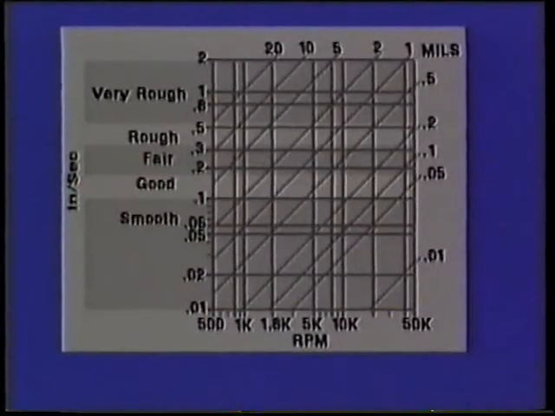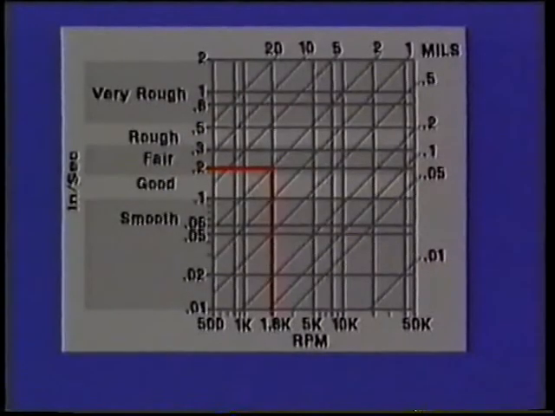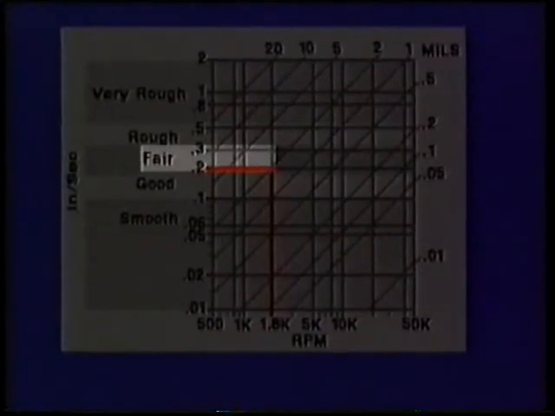For example, let's say that you've obtained a vibration reading of 0.2 inches per second, and the equipment is operating at 1800 RPM. Follow the line from the inches per second reading until you come to the intersection with the line for 1800 RPM. Then follow straight across from the intersection to determine the level of severity on the left side of the chart. In this case, the level of severity would be categorized as fair.